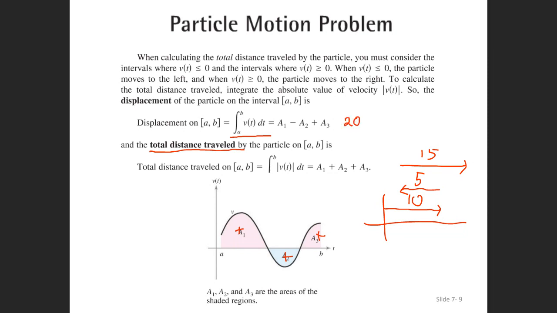But what is the total distance traveled? Well, it's 10 plus 5 plus 15. So that would be 30. That would be the total distance traveled. So this would be positive, this would be negative, this would be positive. So if you wanted to use an integral, you just take the absolute value of the velocity. That gives you total distance traveled.